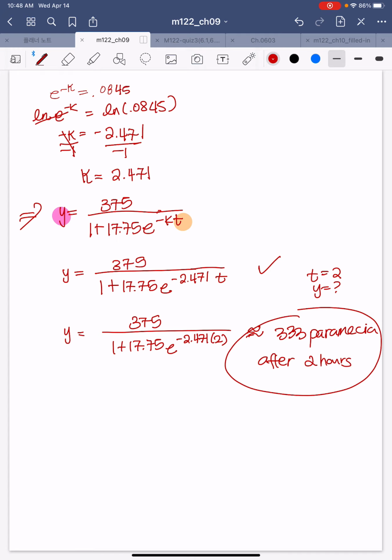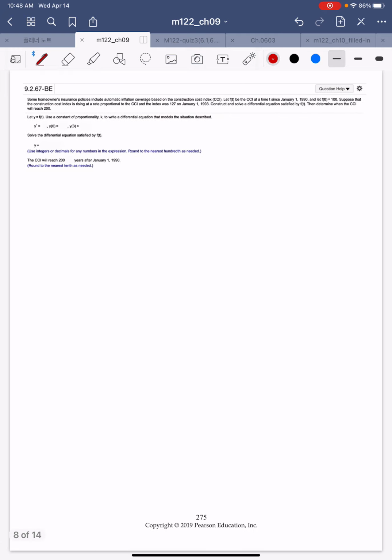Okay, so let's take a look at the second problem. Now this homework problem, this is an actual homework problem. So let's also read through and see which application function this is.